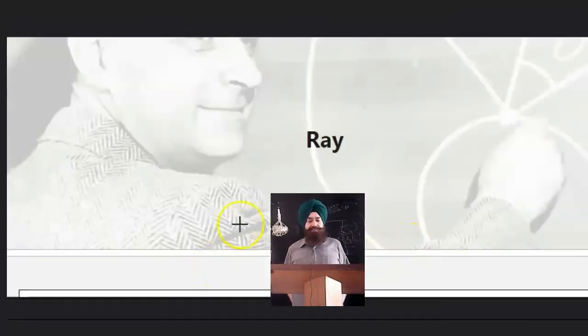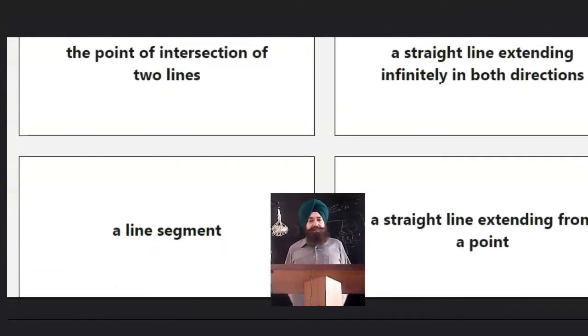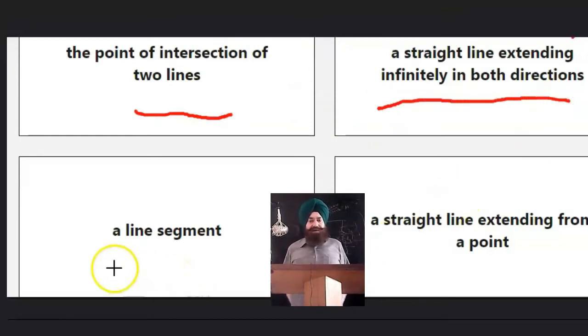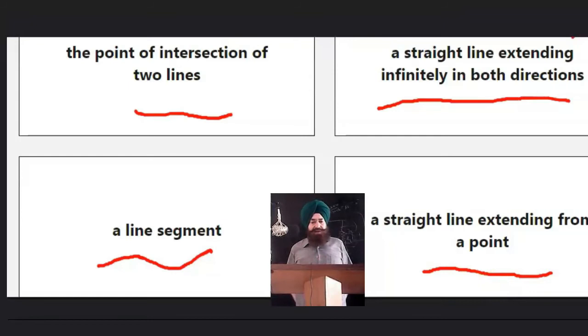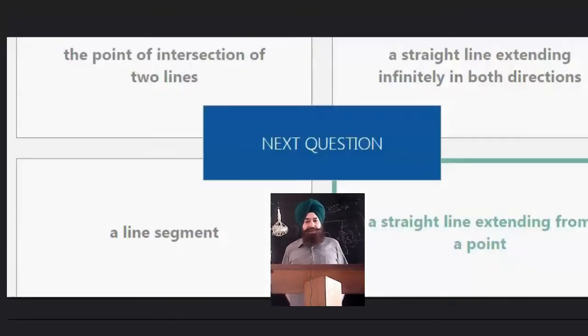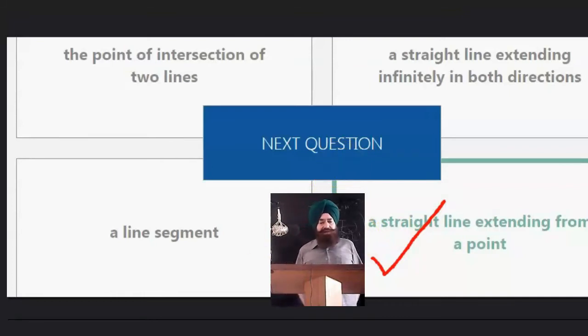Now, what is a ray? Okay, the 4 choices. Number 1, the point of intersection of 2 lines; a straight line extending infinitely in both directions; a line segment; a straight line extending from a point. Time starts now. Okay, this is the correct answer: a straight line extending from a point. Now going to the next question.